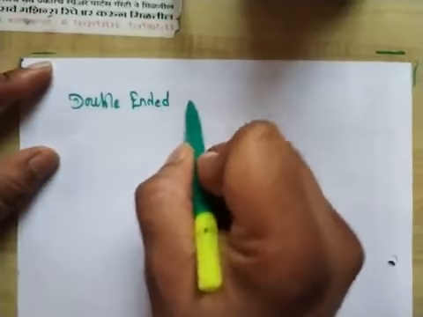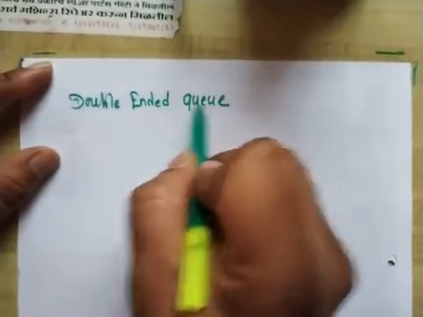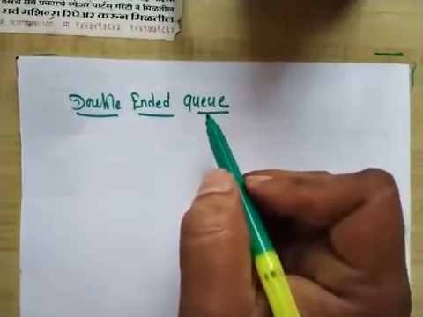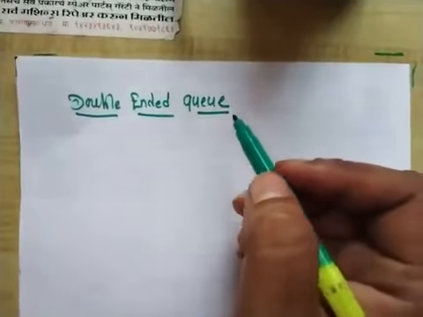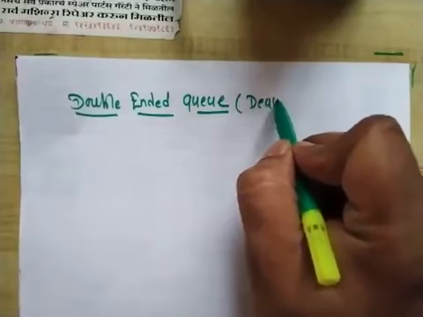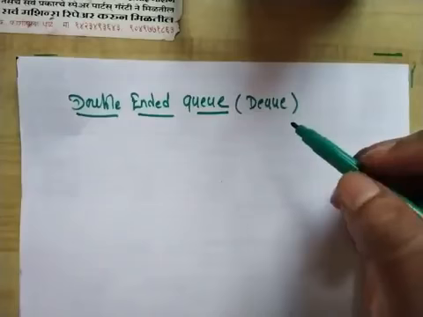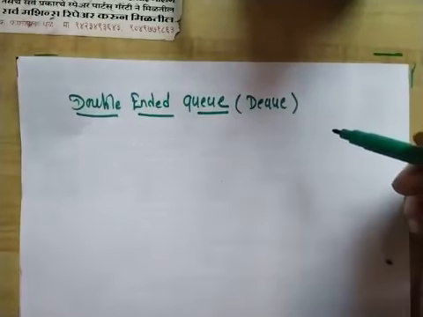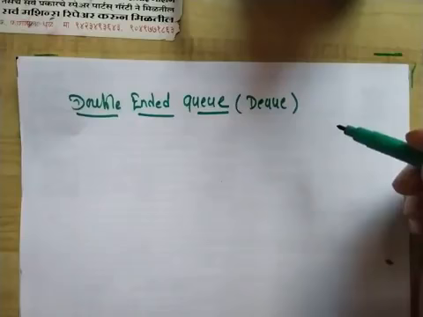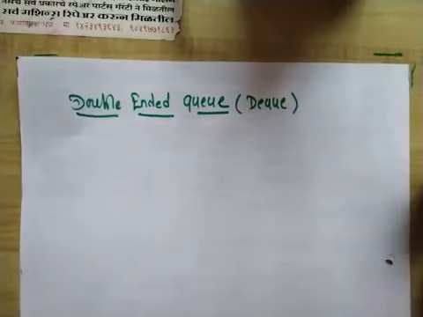Double-ended queue. In this queue, we can also call it DQ. It is a short form of double-ended queue. Double-ended queue is a data structure, also called head-tail linked list, for which elements can be added or deleted from the front or rear end also.